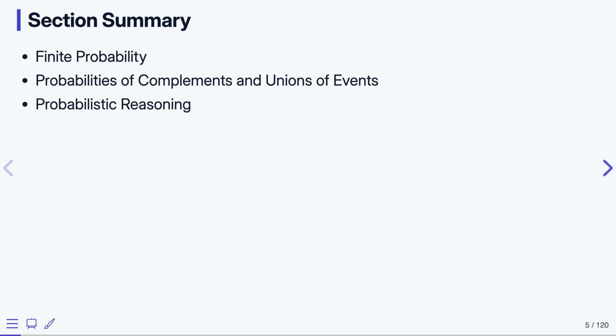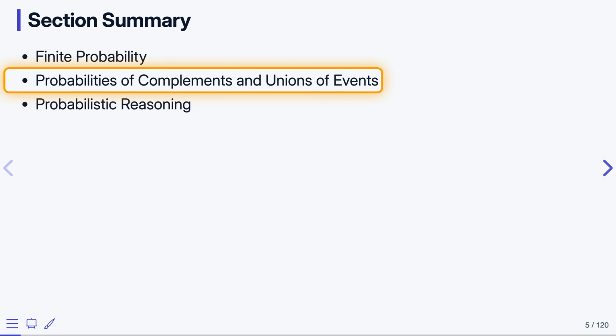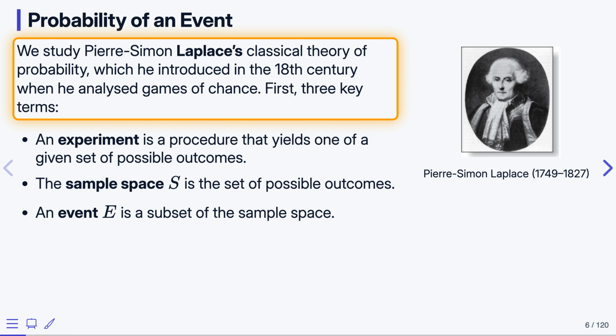This is the plan for this section, 3 topics. First, finite probability, where all outcomes are equally likely. Then rules for the complement of an event, and for the union of 2 events. And finally, some probabilistic reasoning, like the famous Monty Hall puzzle. Laplace studied games of chance like dice and cards.